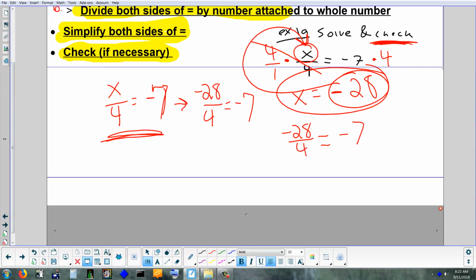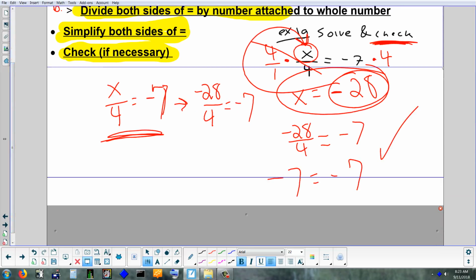So it says negative 28 divided by 4. My answer is going to be positive or negative? Negative. Negative what, Ellie? 7. Negative 7 equals negative 7. My numbers match up, right? Same on one side, same on the other side.